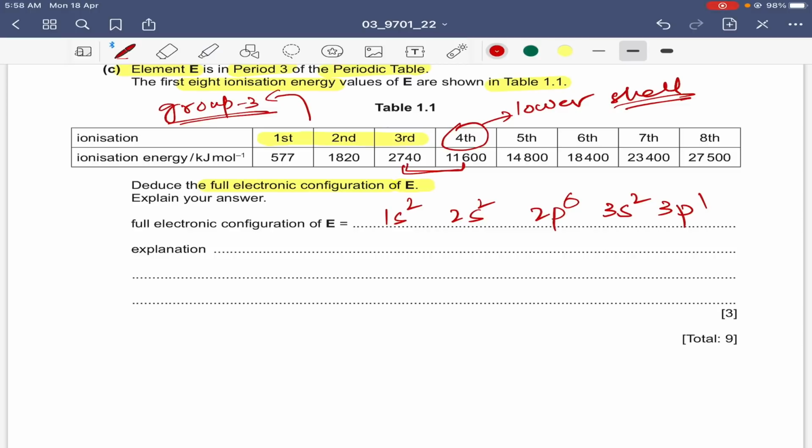And the explanation, like on what basis we have decided that this is aluminum: because it has a huge difference in third and fourth ionization energy.